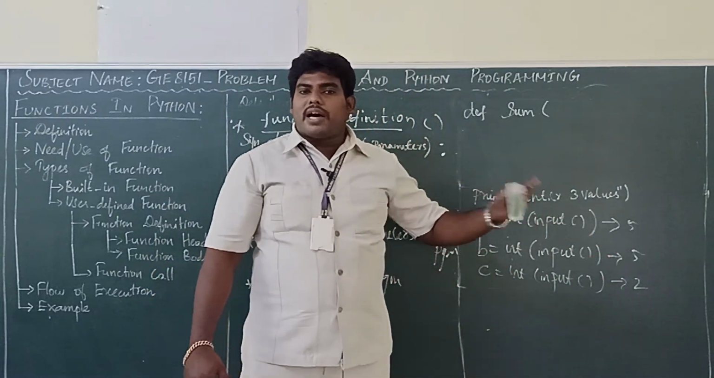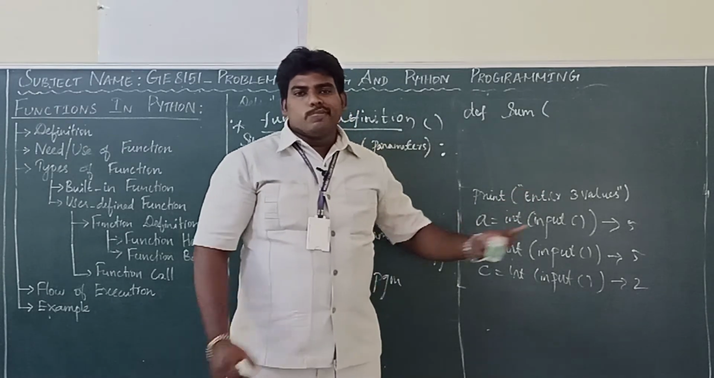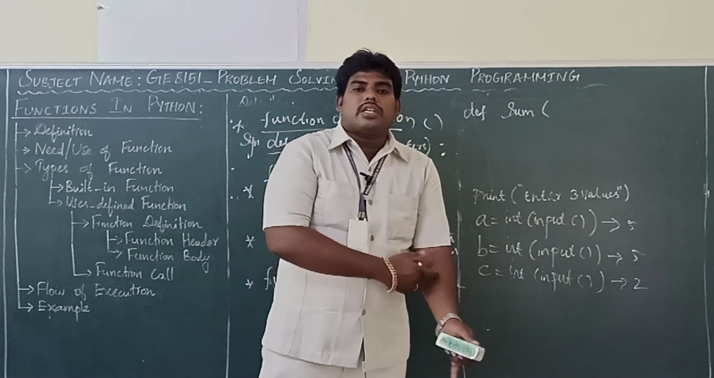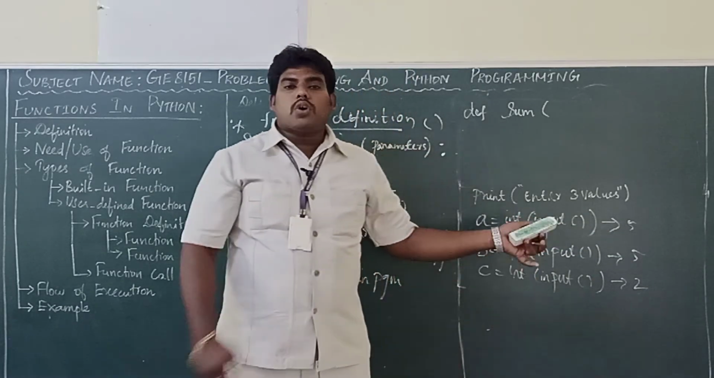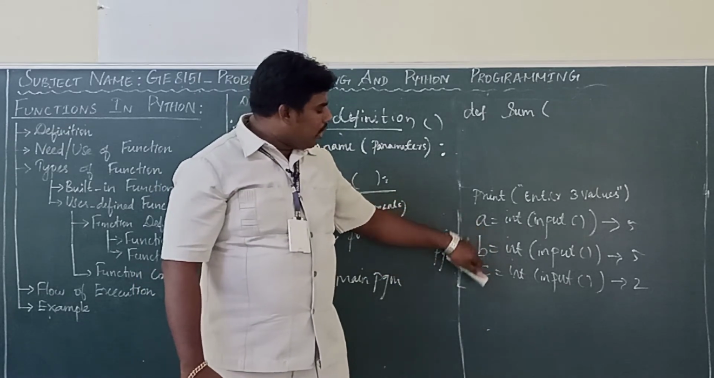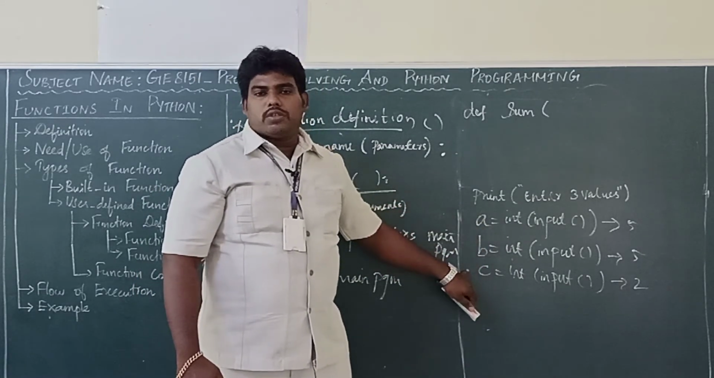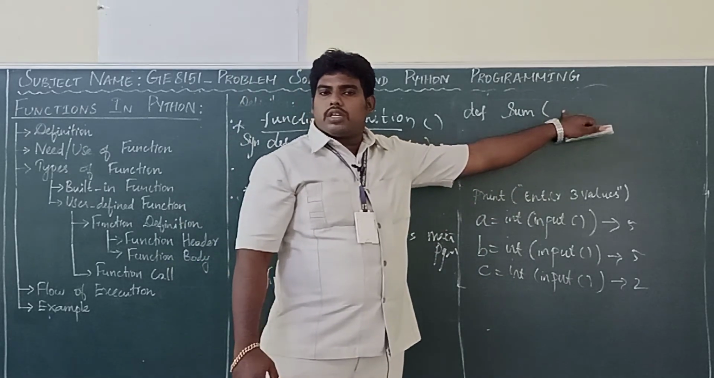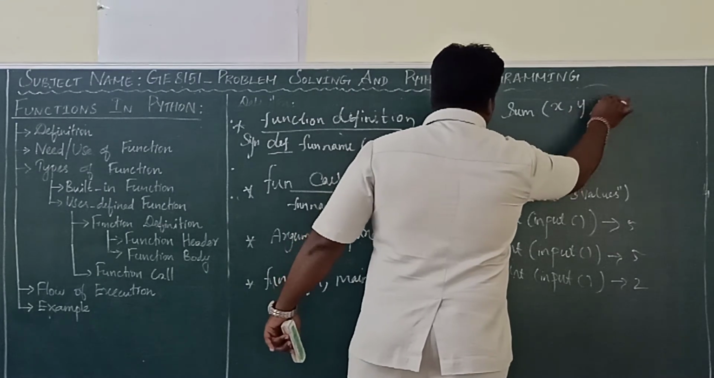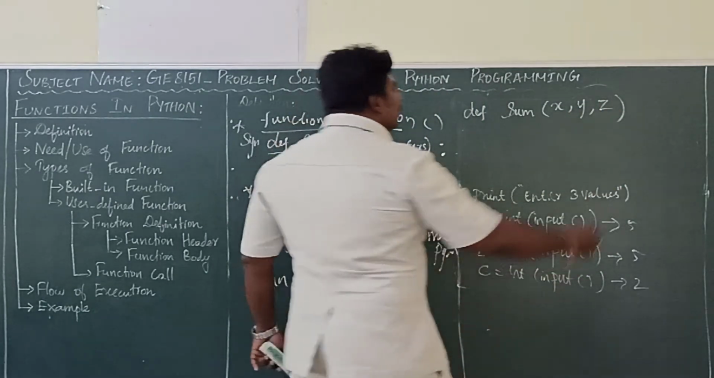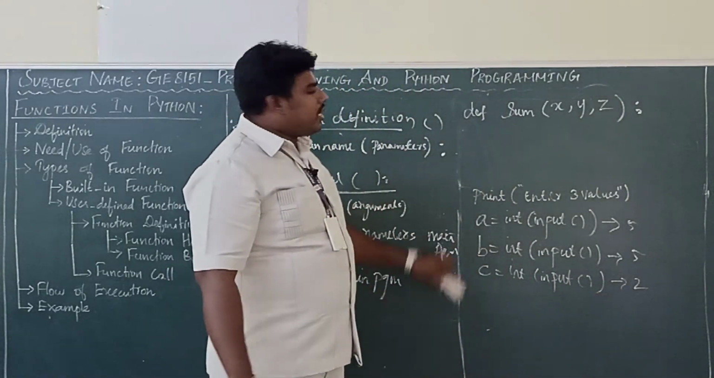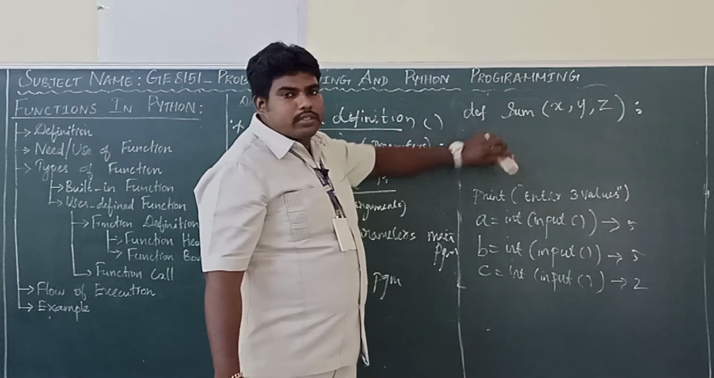Here I am passing 5, 5, 2. I can't directly store these numbers. For storing these values, I need variables. So as you are going to pass 3 values, how many parameters are required? 3 parameters required. So x, y, z. Always the function definition ends with a colon. Then you have to maintain the indented space.